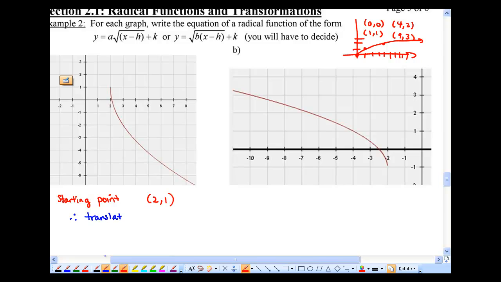Right? 0, 0 became 2, 1. Can't be a reflection, can't be expansion. It has to be a translation. So in this case, probably 2 to the right and 1 up. Now that should be ding, ding, ding already for you because you've already found your h and k values. These help you find h and k values. All right, so now the question is, is it the vertical expansion, compression, horizontal expansion, compression, who knows?